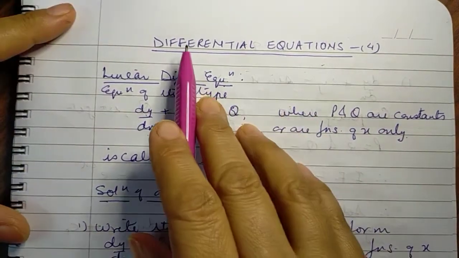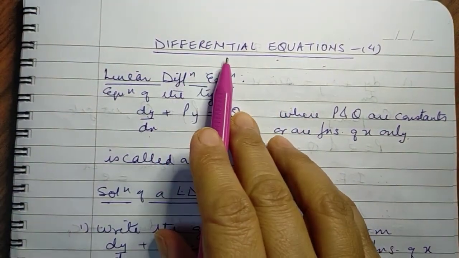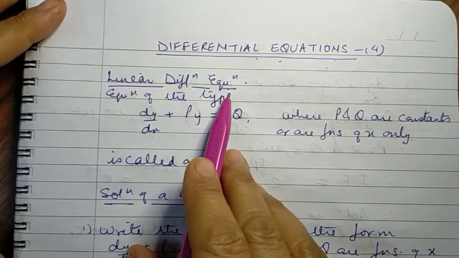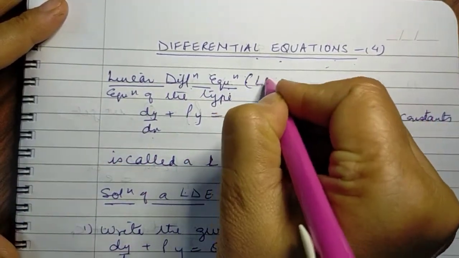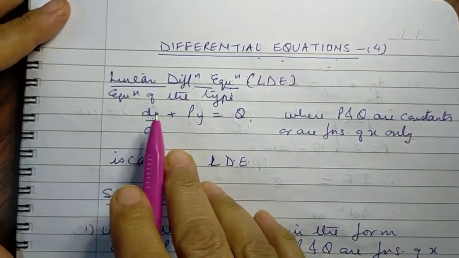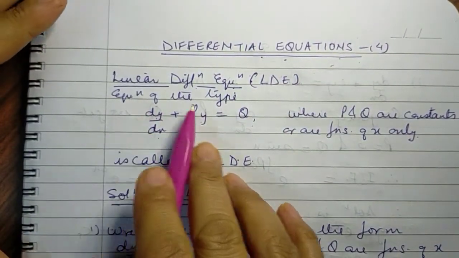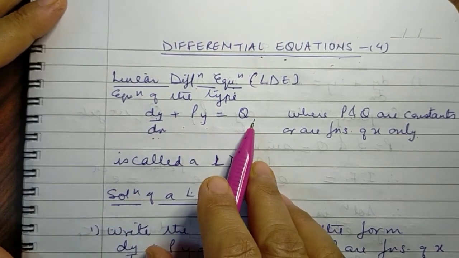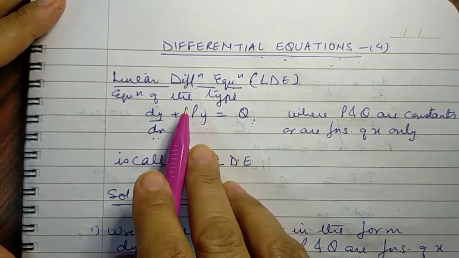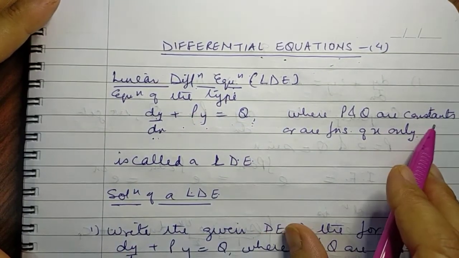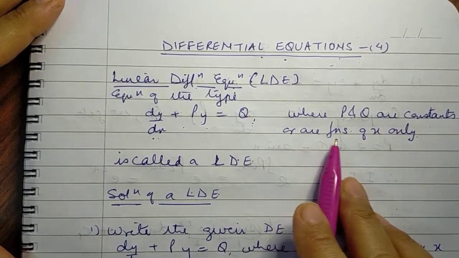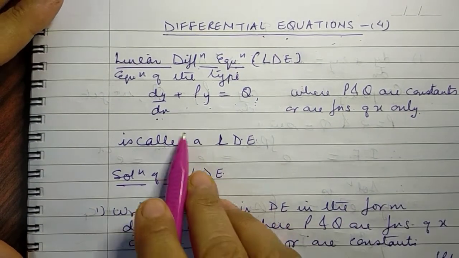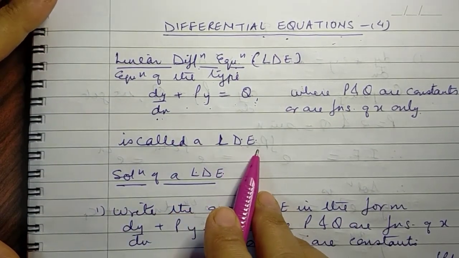Hello students, today we'll be taking the last topic of differential equations, that is the linear differential equation, also denoted as LDE. Now, an equation of the type dy by dx plus py equal to q, where p and q are constants or are functions of x only, is called a linear differential equation.